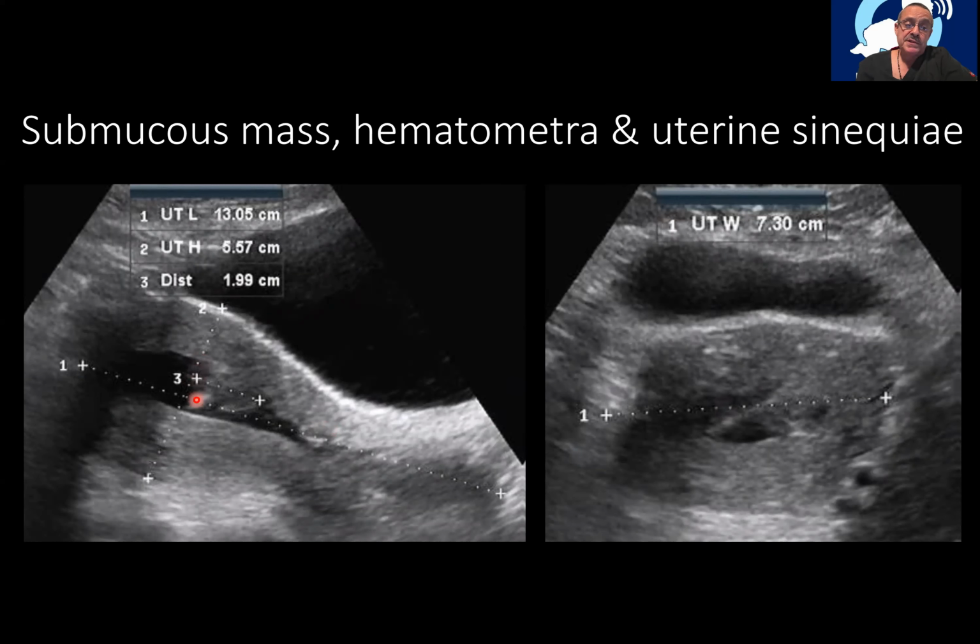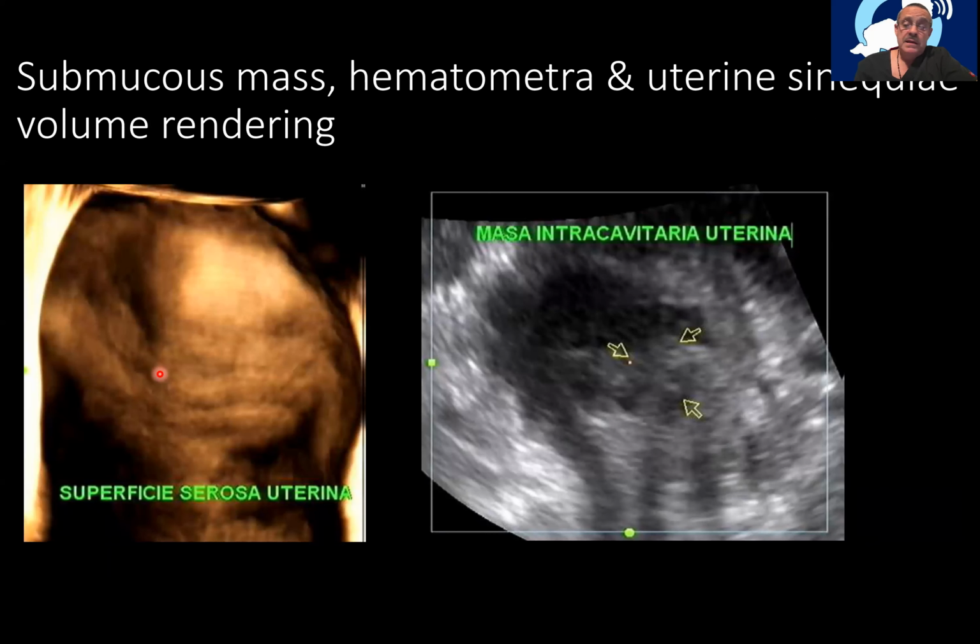Another submucous mass, hematometra, and uterine synechia, which is scarring tissue between the uterine walls. You can almost see it here, but here it is clearly seen on the transverse view from the anterior to the posterior uterine wall, and some submucous mass. That's the cervix, a mildly enlarged uterus because of the collection, I think. The volume rendering of that.